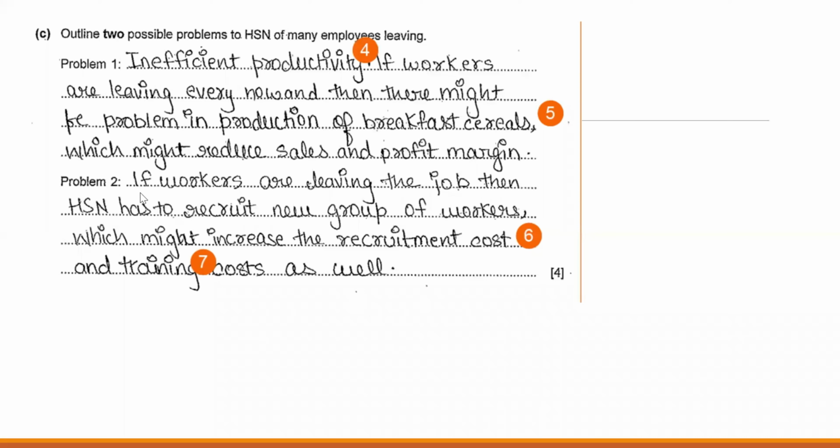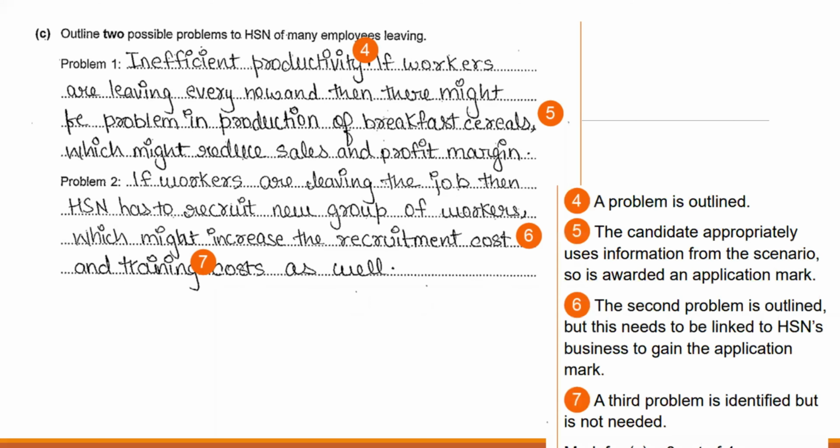Now, if you look at only problem 2, they've used the word HSN, which is the name of the company, nothing else, no other application. Problem is identified here, inefficient productivity. Uses information from the scenario, application marks here, breakfast cereal. Second problem is there, but rather than explaining this, if people are leaving and you have to recruit more, that increases the recruitment cost.